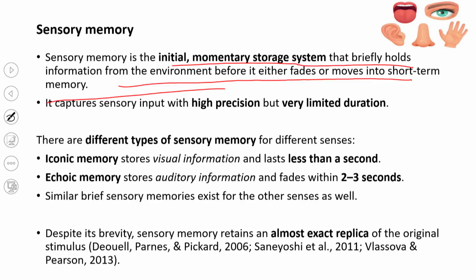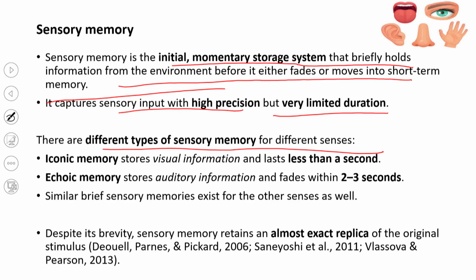It captures sensory input with high precision. Sensory organs capture something with high precision, but the problem is it stays for a very brief amount of time. To take it to short term memory, you have to pay attention and process it further, but the duration is very limited. There are different types of sensory memory for different senses. Whatever sense we have, accordingly we have sensory memories.